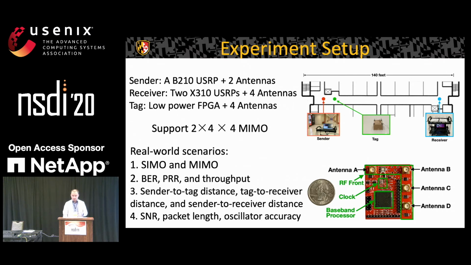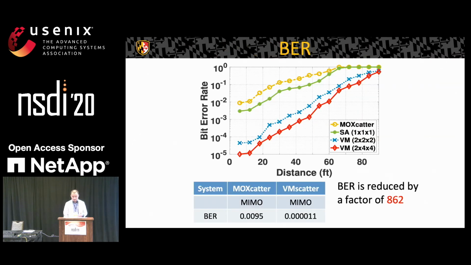We extensively evaluated under multiple real-world scenarios. They are shown in the slide. Since they have a similar trend, to save time, we mainly talk about the bit error rate, packet reception ratio, and throughput under 2x4x4 configuration. The figure shows the bit error rate performance of VMscatter under reducing bit error rate mode. The x-axis is the distance between the tag and the receiver. The y-axis is the bit error rate. The red line is VMscatter, and the yellow line is MOXcatter.